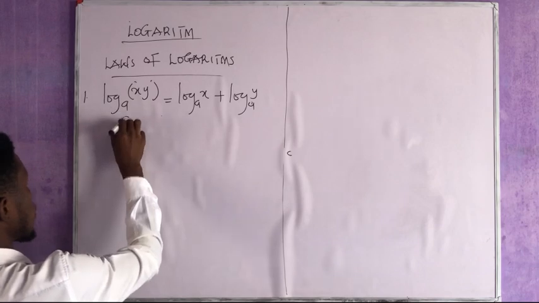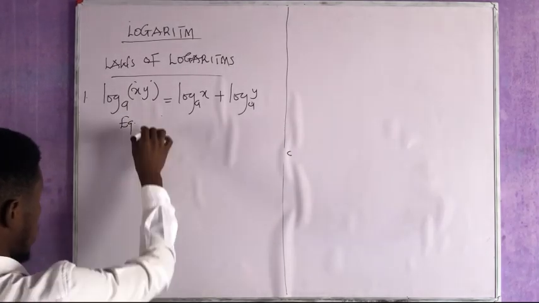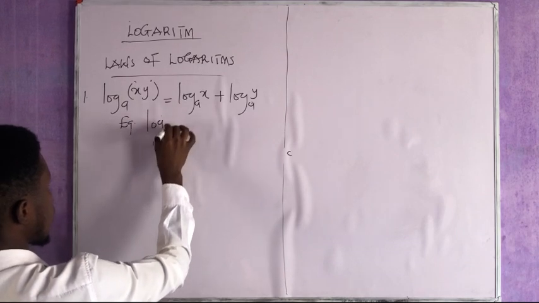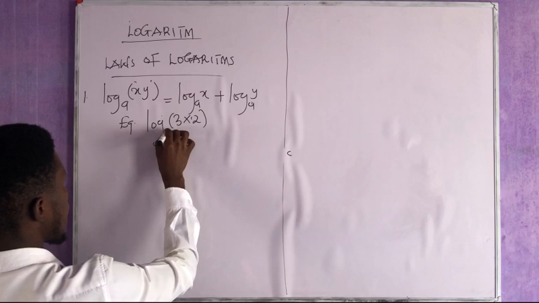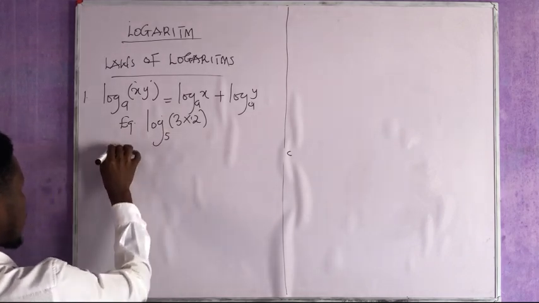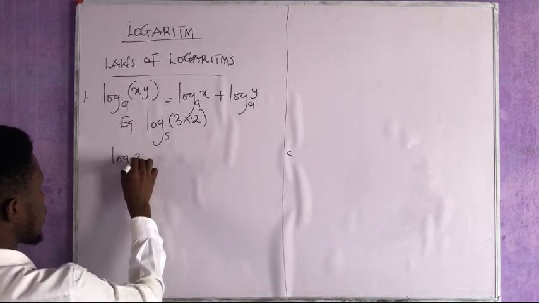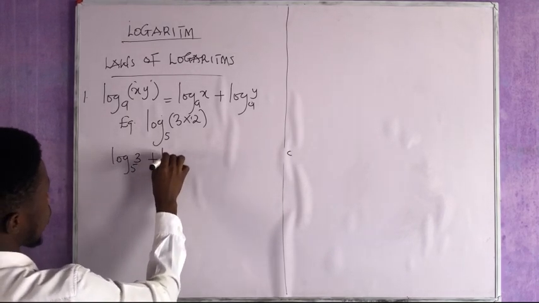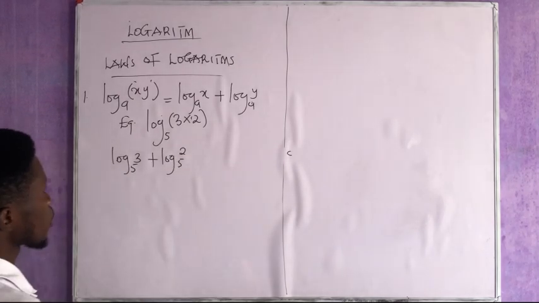So example, let's say if I have log 3 times 2 base 5, then this one can be written as log 3 base 5 plus log 2 base 5. Simple as that.